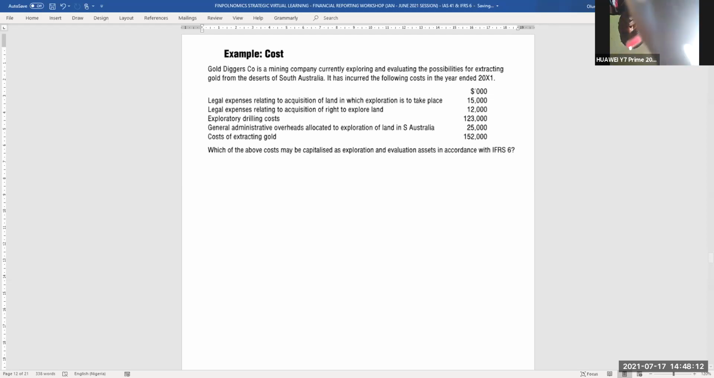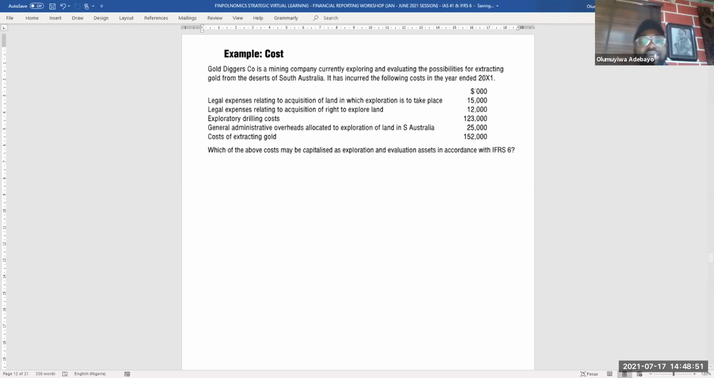Okay. Now, I want you to look at it carefully. I will say all the costs apart from the last one, which is 152 million, will be capitalized. I think that's where I see it. Drilling, that's exploration costs, expenses, that is acquisition cost.